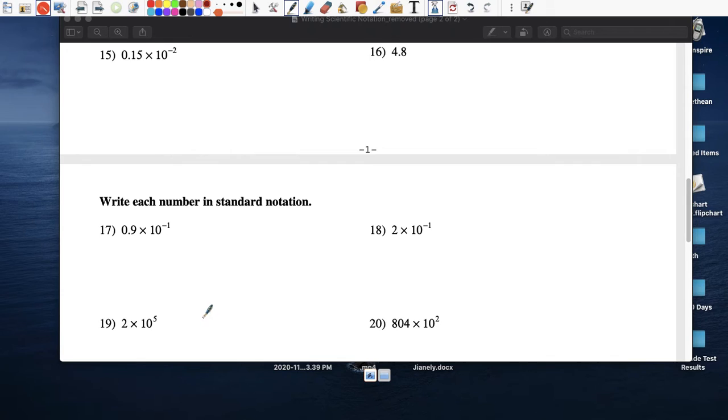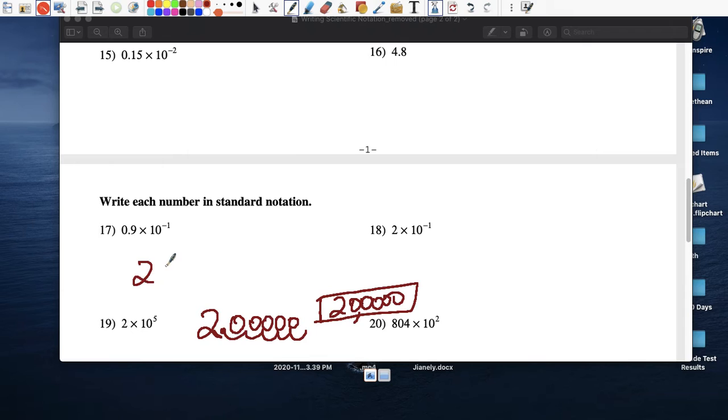Okay, 2 times 10 to the 5th. I know my number is going to be greater than or equal to 1. So this is going to be 2. Here's a 2. We're going to move that decimal that currently resides over there to the right 5 times. 1, 2, 3, 4, 5. And if you clean that up, the answer is 200,000. Because that's the same thing as 2 times 10 to the 5th. What's 2 times 100,000? It's 200,000.